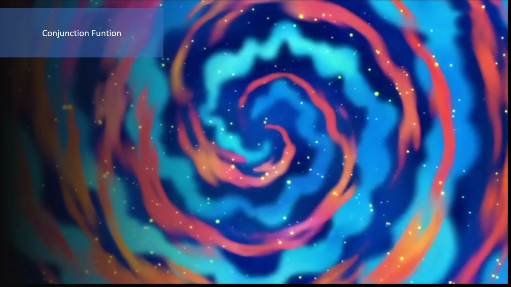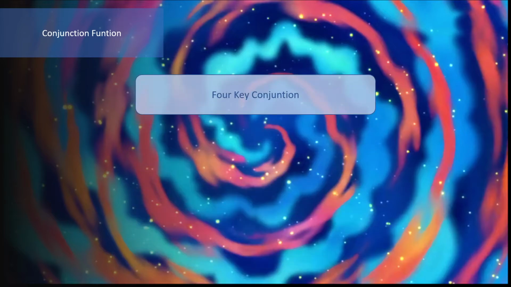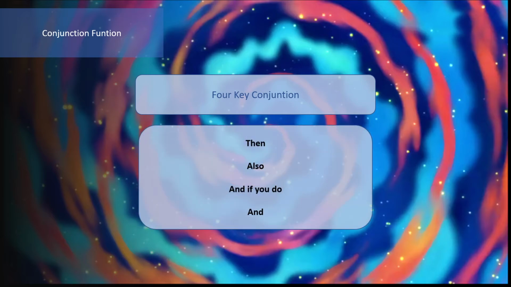There are 4 key conjunction words on the card which affects the card effects themselves. So these 4 keywords are then, also, and if you do, and. So we'll be breaking down all these 4 keywords and showing how the card effects can be affected by chaining.